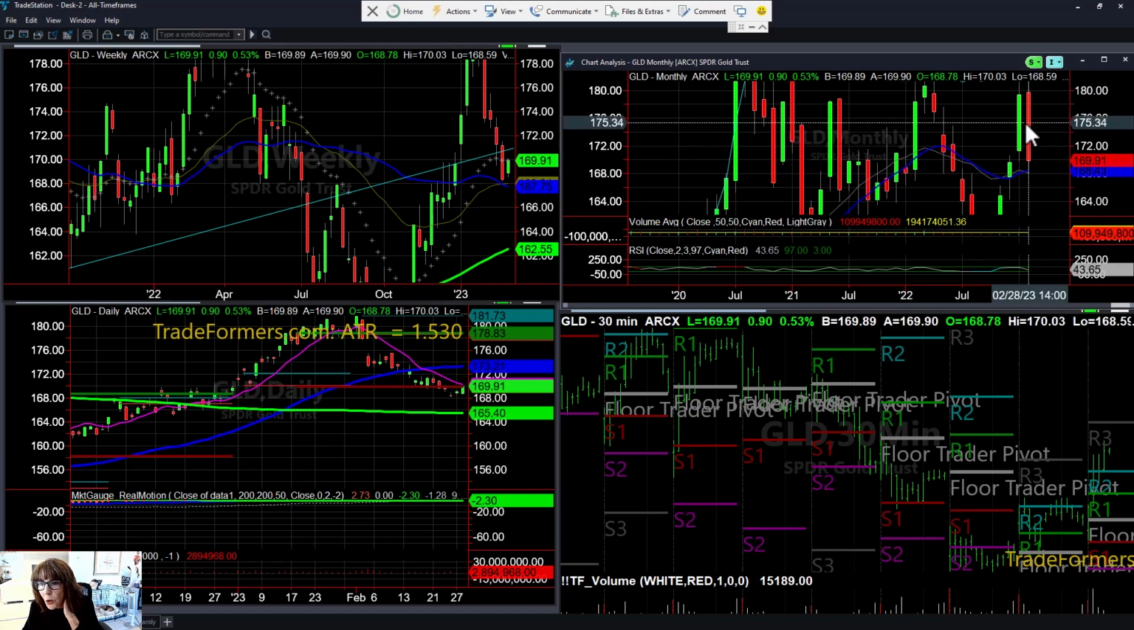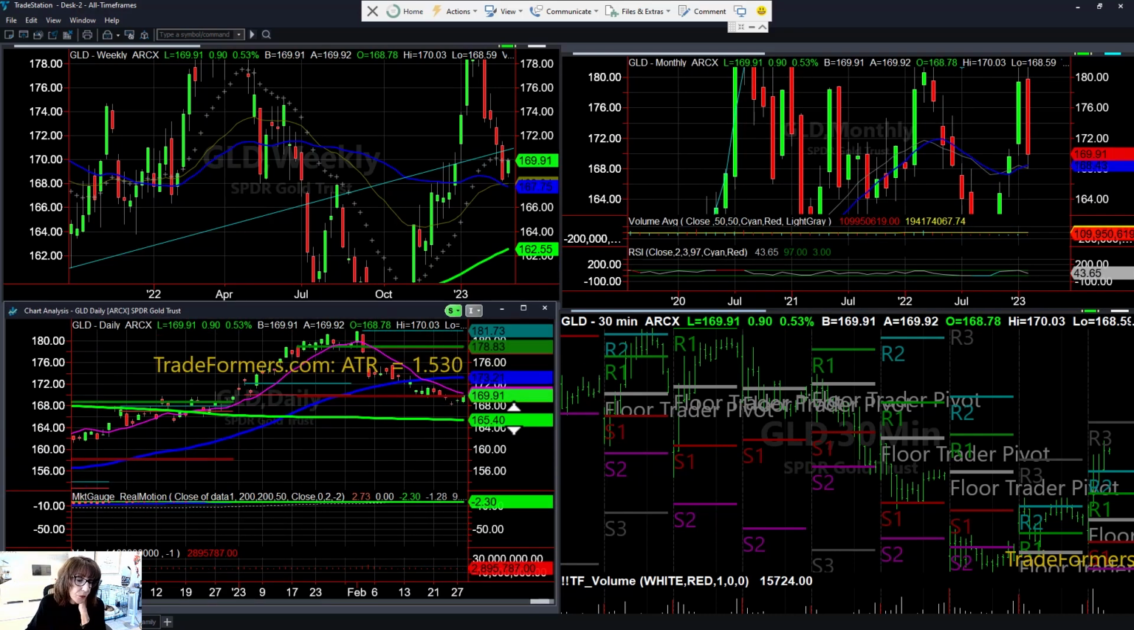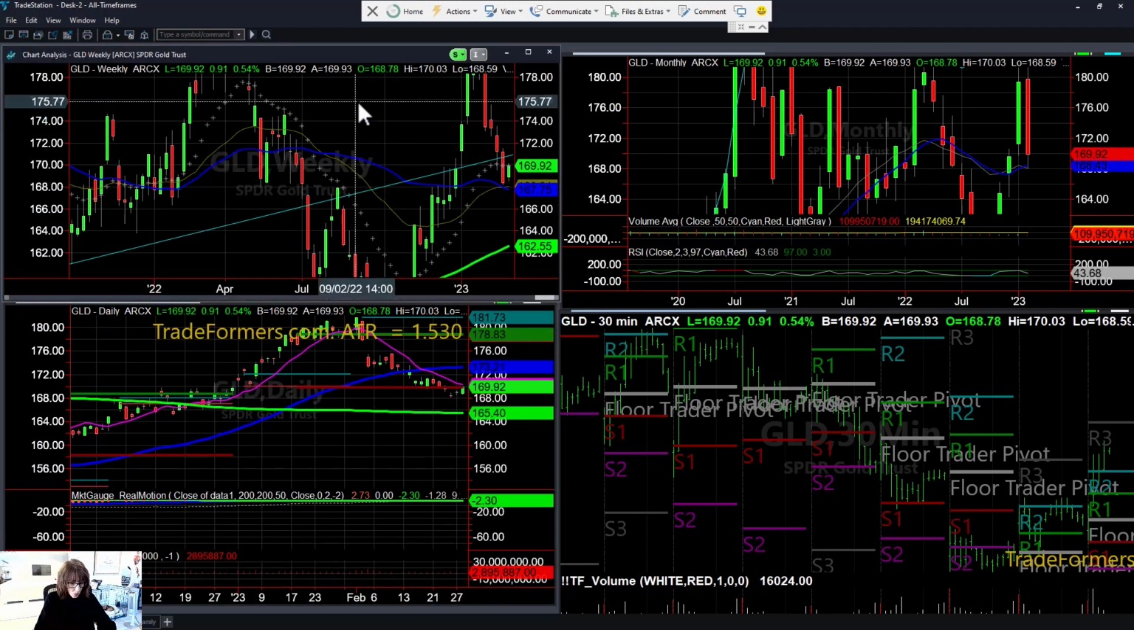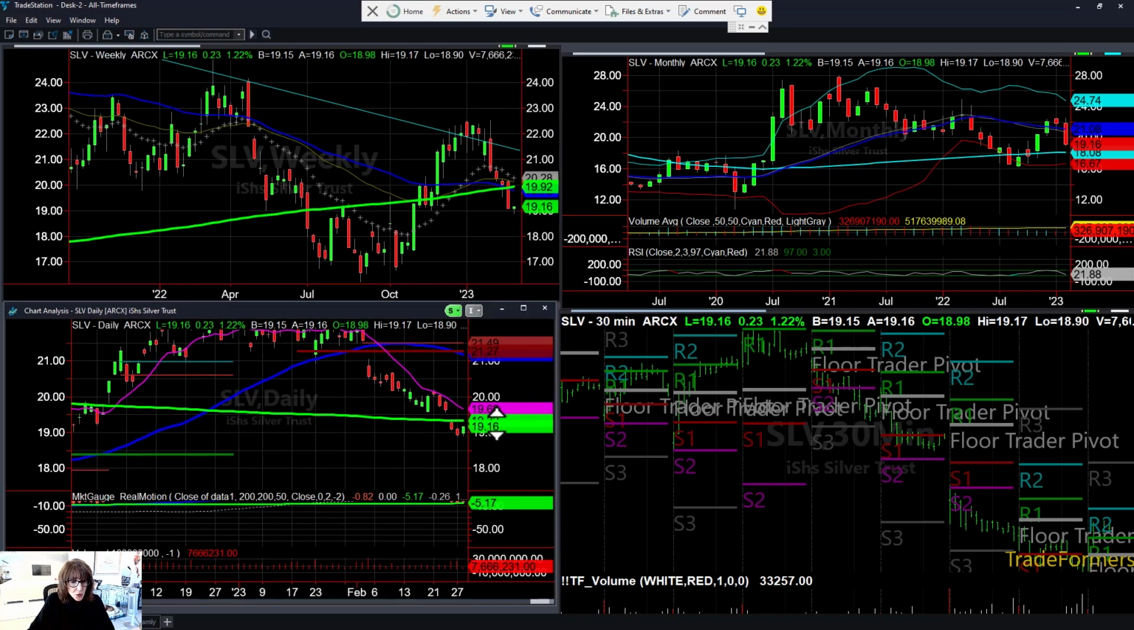Or if you wanted to go a little bit higher, you would say under 168. And of course, if we look at the daily chart, you can say under the 200 or under 165.40. So that's my outlook in gold. And in silver, we think silver might have bottomed out here.